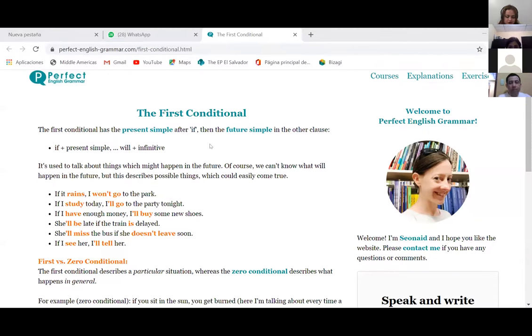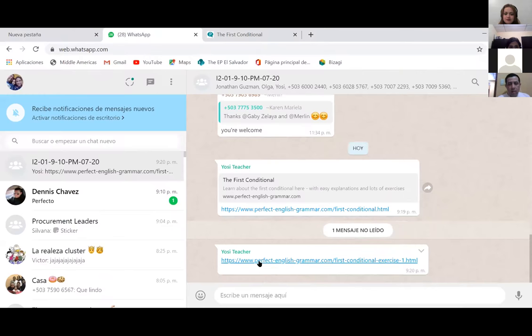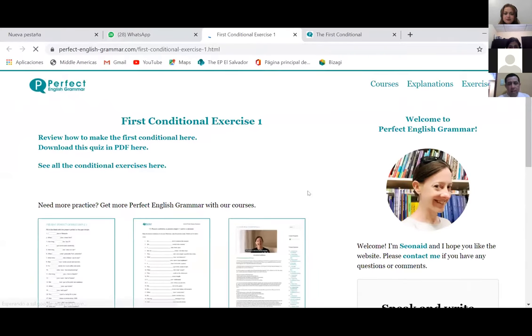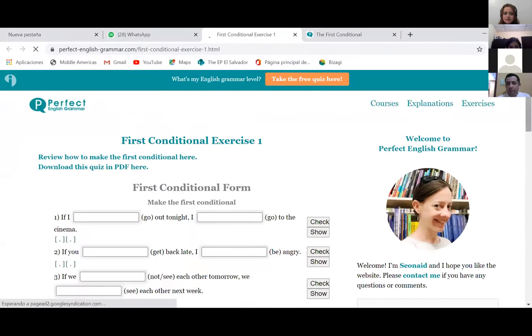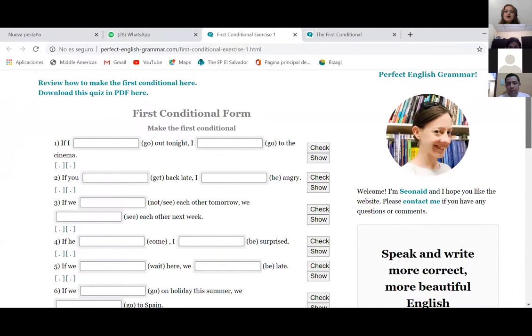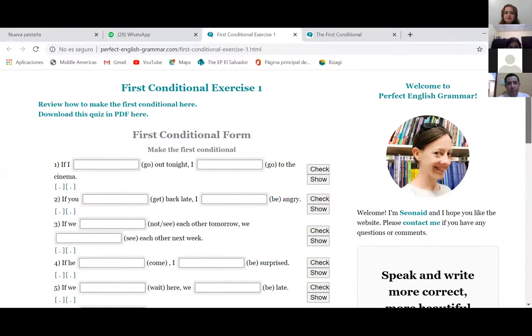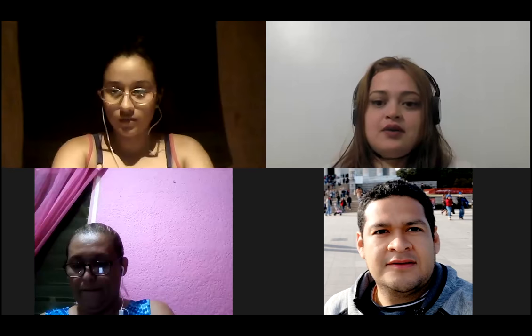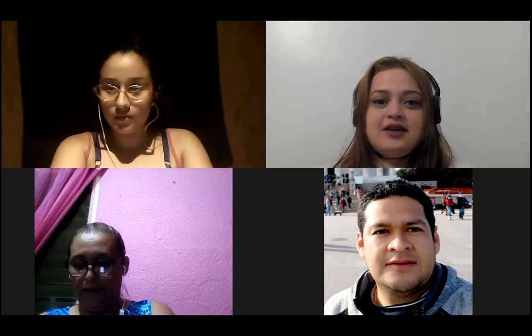Hold on, I'm going to send you a new link. Okay. Go down, it says, this is the exercise, but I will send it here. Okay, I sent a new link. Open that link. Did you get it? Yes. Yeah, that's the one. The exercise. Yes, let's do those. I sent a new link.